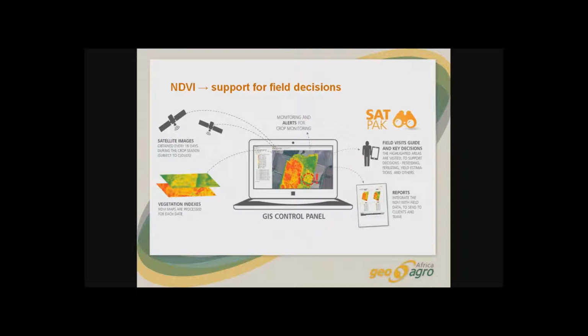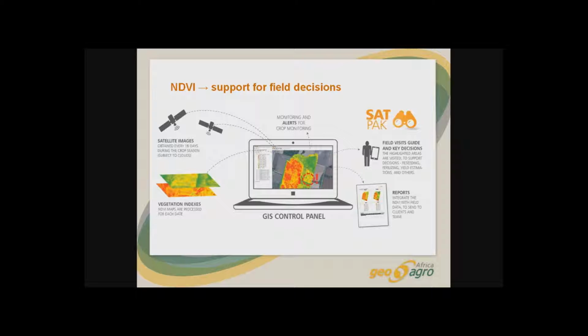Now, something we emphasize from GeoAgroAfrica is that imagery is an indication, but the experience of the agronomist, the field practitioner, the field manager, is key. You need to go to the field and evaluate why we have the differences. That can have many forms. It can have many types of reasons and also many different types of indices. But the main concept is that imagery is to support the field visit and the decision.